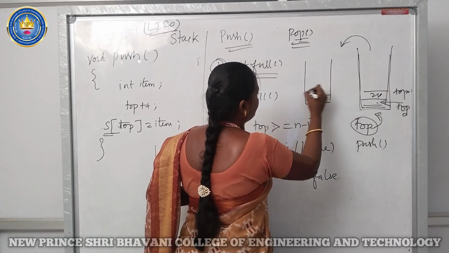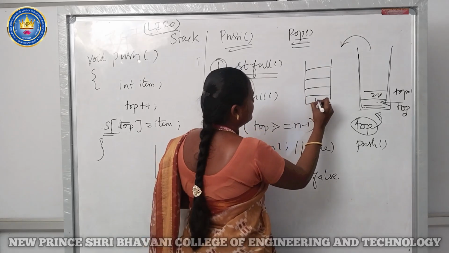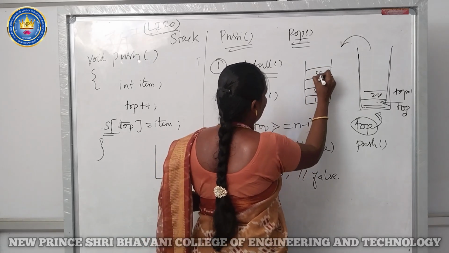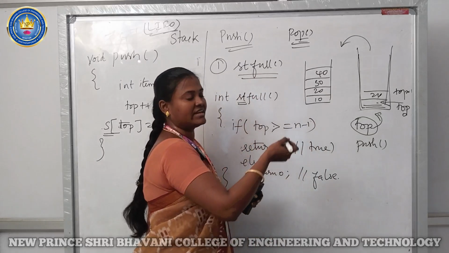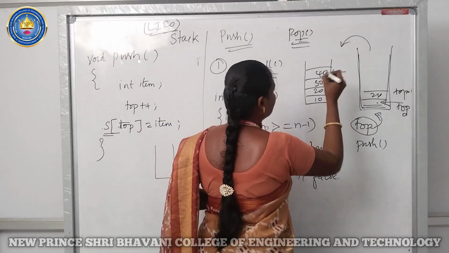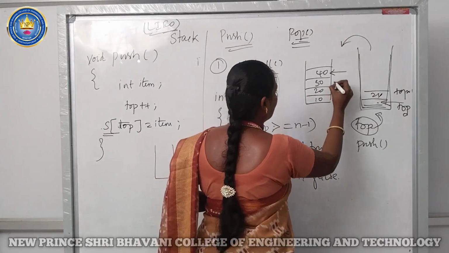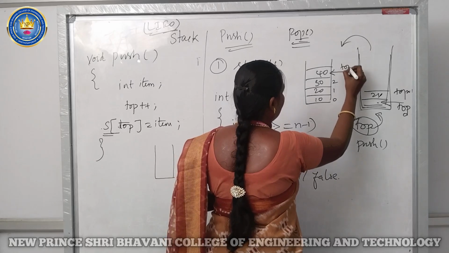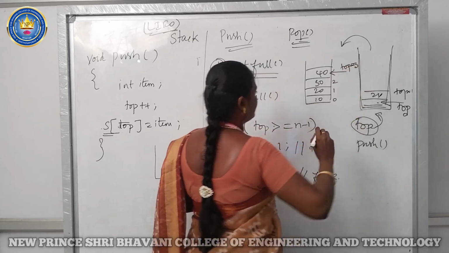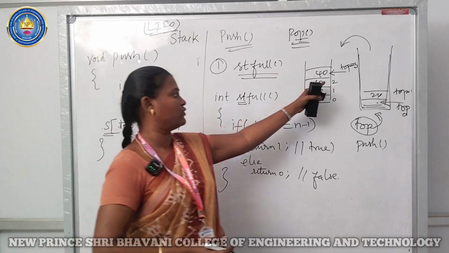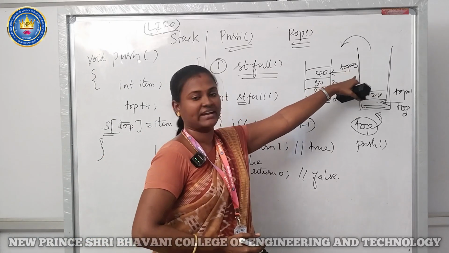That means we have to insert 4 elements in a stack: 10, 20, 30 and 40. Now where will the top pointer be noted? For 40, that means locations 0, 1, 2, 3, so the top value is 3. So in a stack, 4 elements can be stored, and the top pointer will be noted at 3.